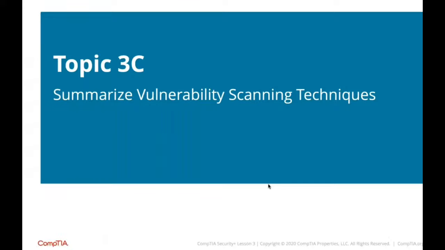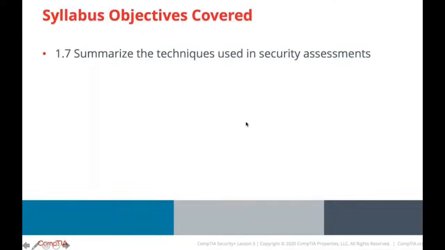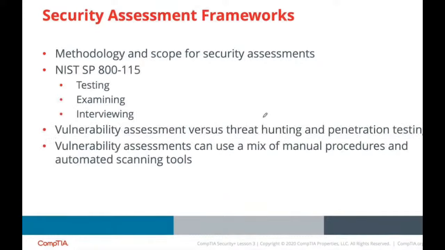The third topic in the third module is vulnerability scanning techniques, some techniques that are used in the security assessment. First, we need to understand what the security assessment is, or the security assessment framework. Network reconnaissance and discovery is used to identify the host and network topology and open services and open ports, and establishes the overall attack surface area.